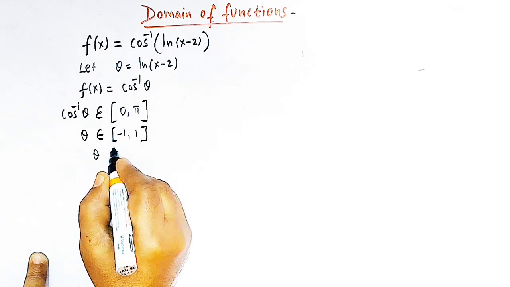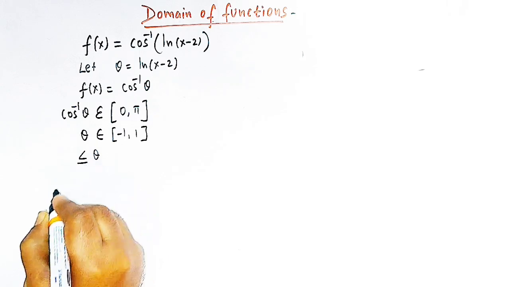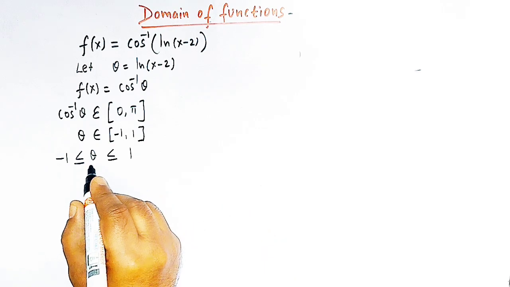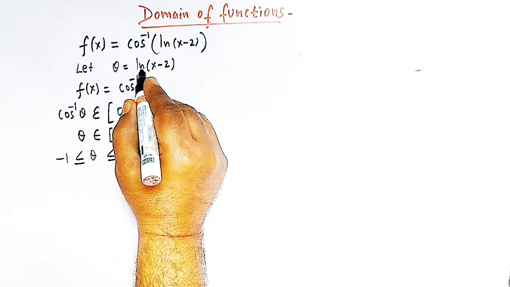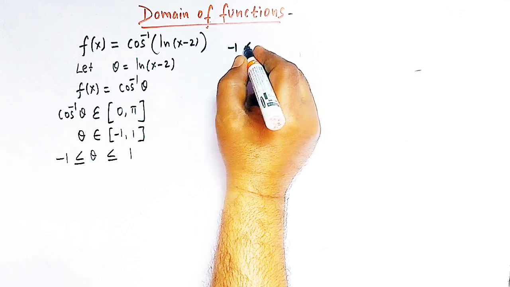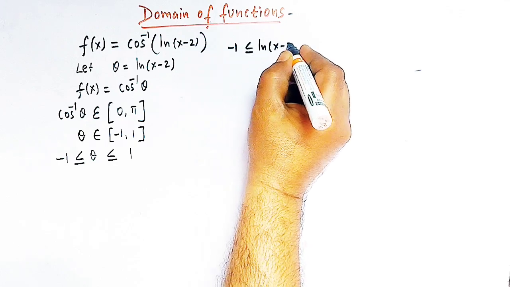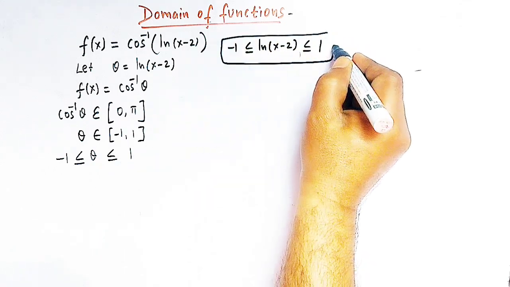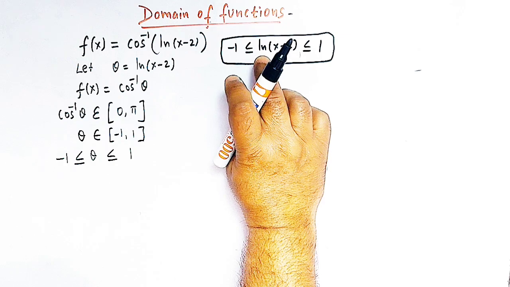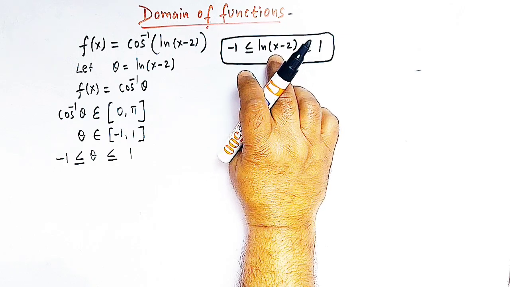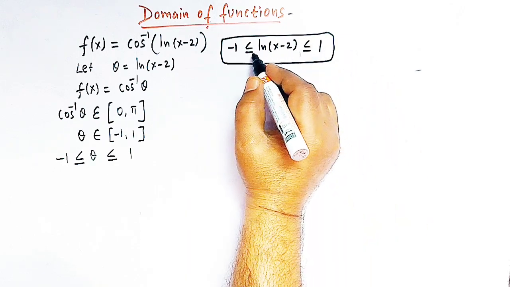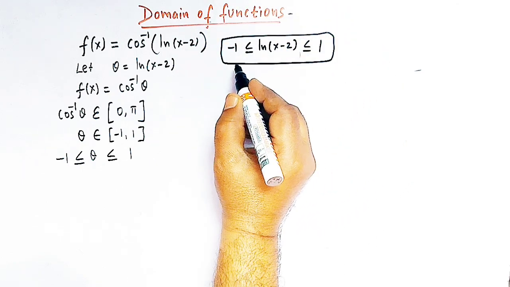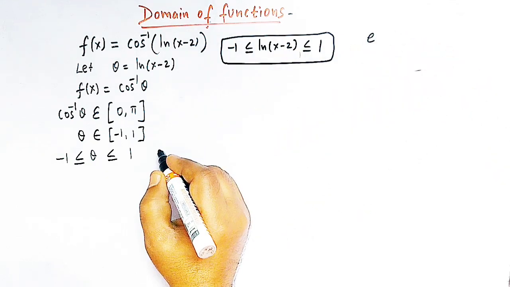So we can also write this expression as theta greater than or equal to minus 1, and here we have 1. So now we can replace this theta by natural log of x minus 2. Here we have minus 1, then we have natural log of x minus 2, and here we have 1. So now we have this inequality, right? And we have to solve this inequality for x, right? Okay, so now what we will do, we'll take all these three numbers to the power of e, where e is the exponential number.